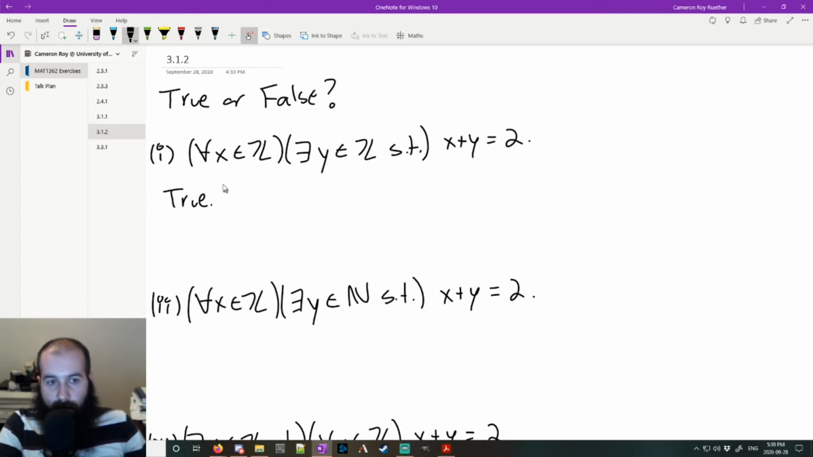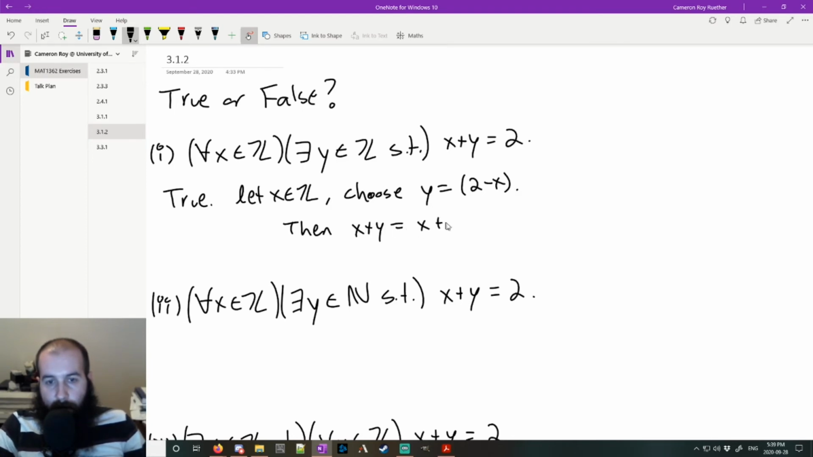And it's true since if x is an integer, the exists y just means there needs to be at least 1. So we can choose y equal to 2 minus x. Then x plus y is x plus 2 minus x, which is 2, as we want. So this is true. Given knowledge of x first, we can pick an appropriate y so that x plus y is 2.